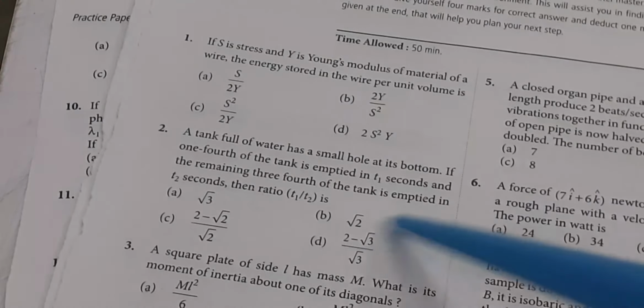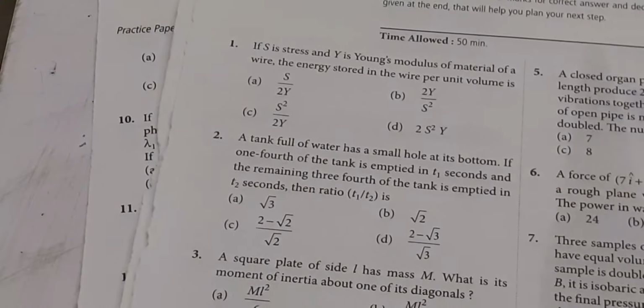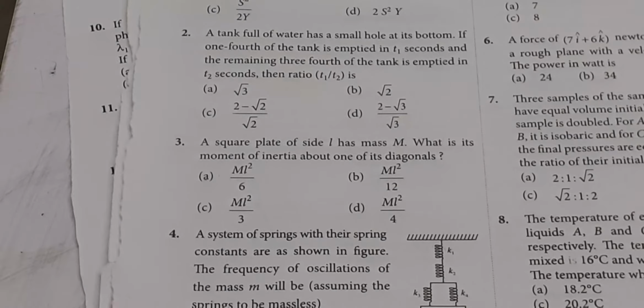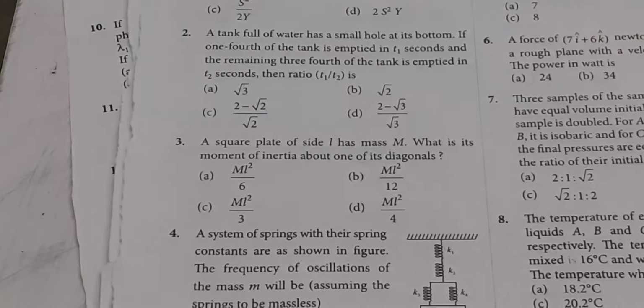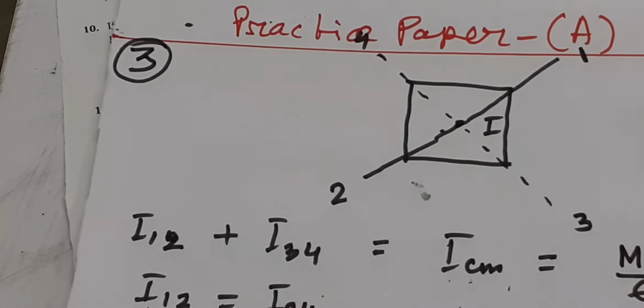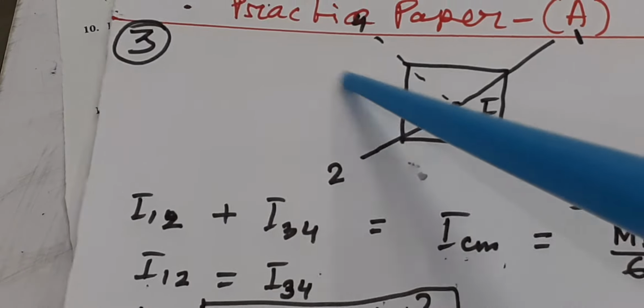Now next job, a square plate of side L has mass big M. What is its moment of inertia about one of its diagonal? You can see here, this is the square plate. We have to find out any one of the diagonals moment of inertia.